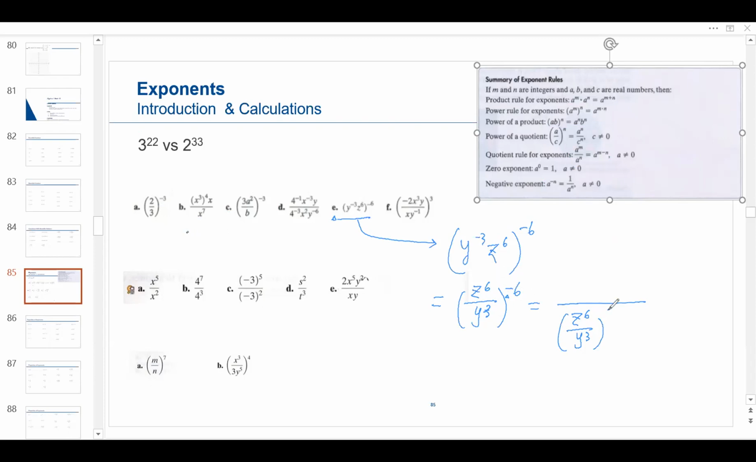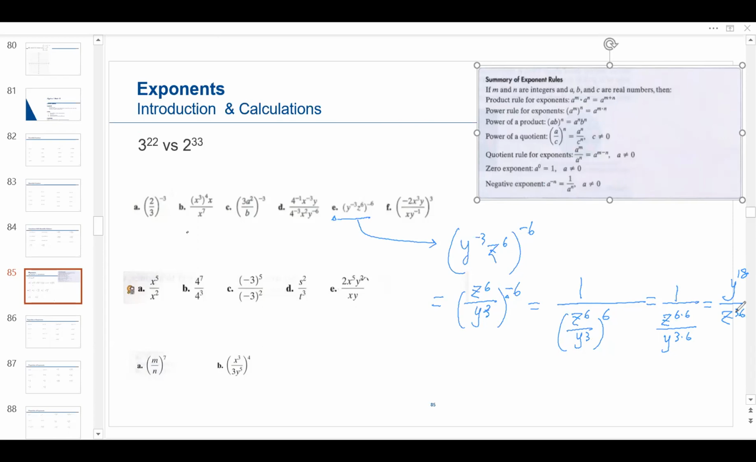So negative gone, so move to the numerator, right? So this part we do the z 6 times 6, right? Y 3 times 6, right? So we can get it. This one moves up right here. So y 18, z 36. Right? So we get rid of all the negative exponents.